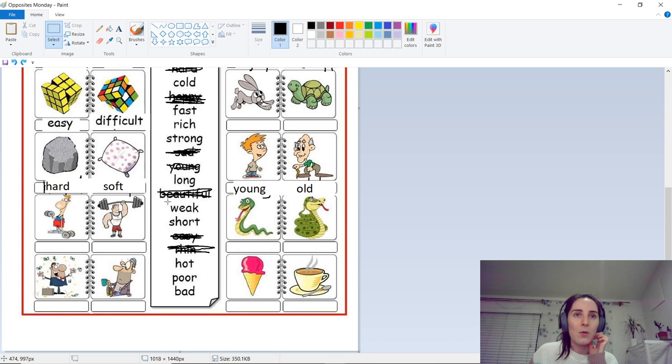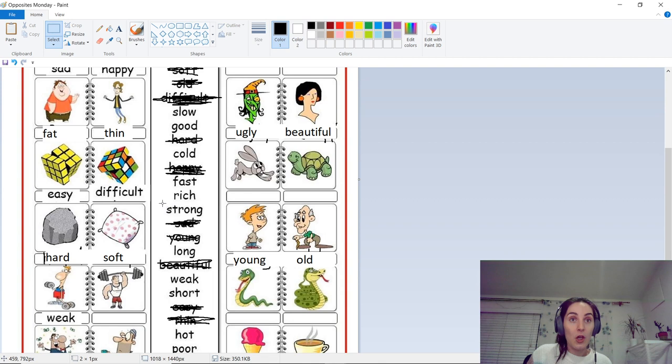Let's take weak and put it over here. Do you know the opposite of weak? When you have big muscles, you are strong. Good. Are you strong? Show me. Let's see the muscles. Nice. Okay. So, strong is right here. So let's take strong and put it under the picture. And let's cross out the words. Weak, finished. Strong, finished. All right. Let's continue.